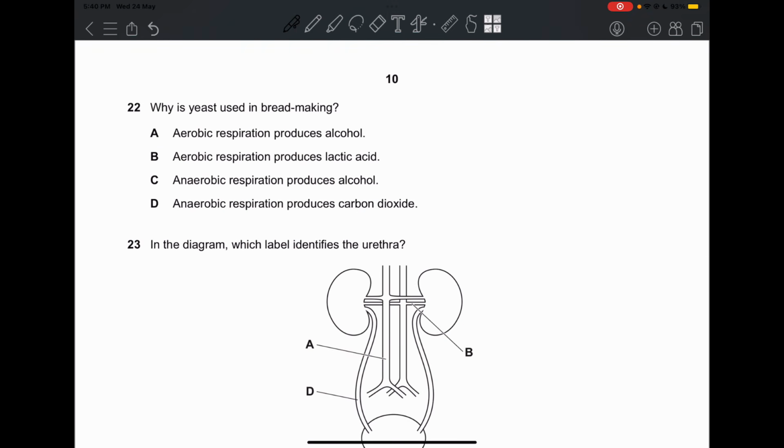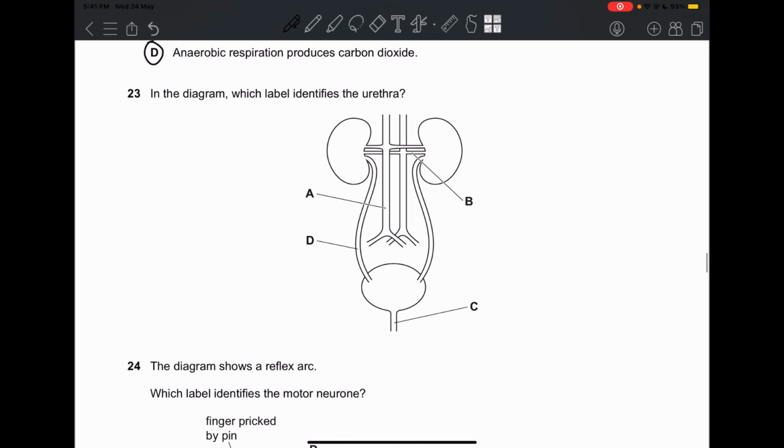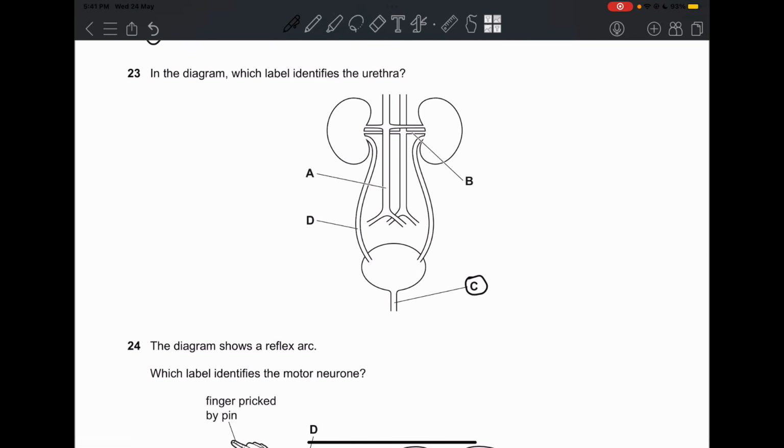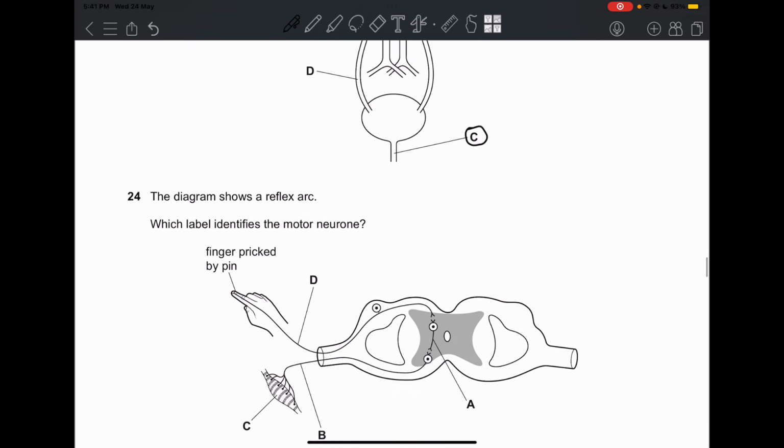22. Why is yeast used in bread making? The yeast is producing anaerobic respiration, which produces carbon dioxide, which helps in the baking process of the bread, and it helps to inflate the bread. So our answer is going to be D. 23. In the diagram, which label identifies the urethra? Now this is actually C, because as we all know, the urethra transports the urine from the bladder.